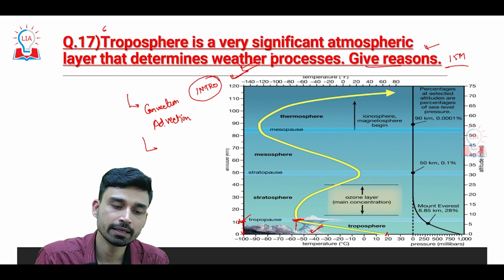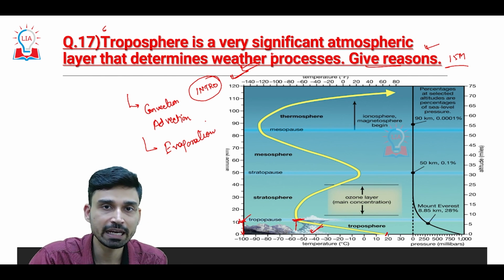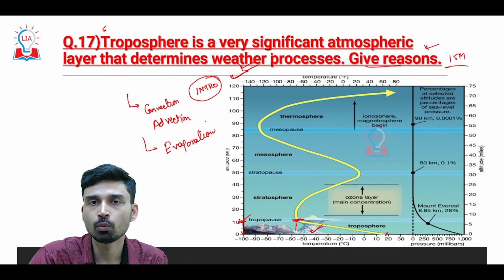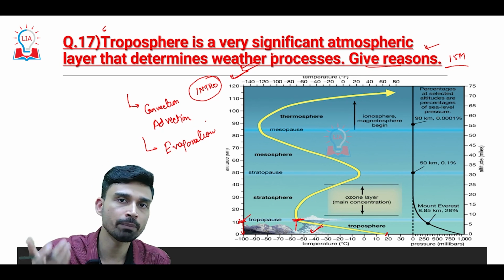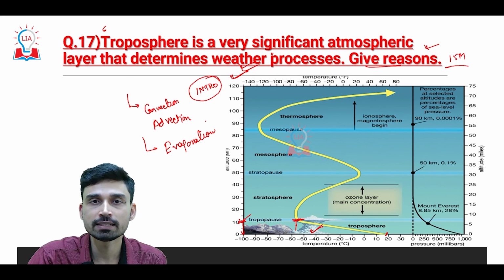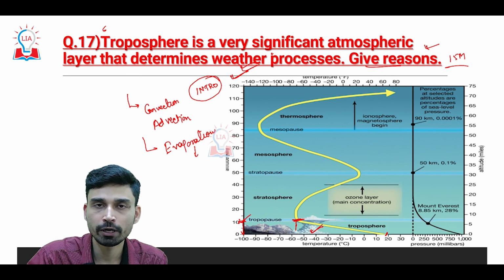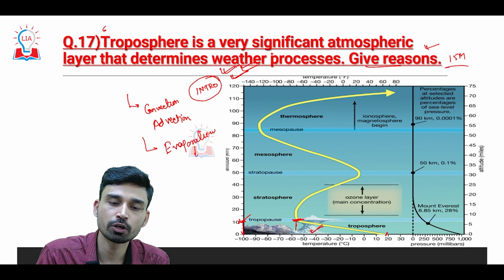Second, we can write that because of these reasons we also have a high rate of evaporation in the tropospheric layer. Obviously, if there is a high rate of evaporation, what will happen? All the water vapor that is evaporating will go higher up in the atmosphere. And as it goes higher up, there will be condensation of this water vapor, and due to condensation we have cloud formation, and due to cloud formation we have rainfall. So this we can write in the second point, how the troposphere plays a very important role in determining weather processes.